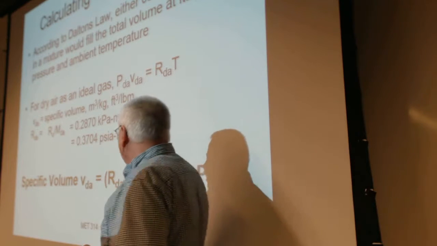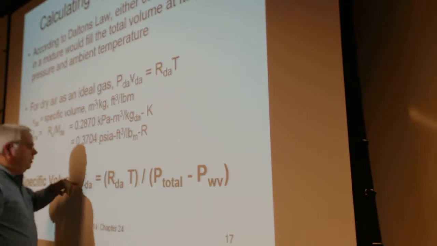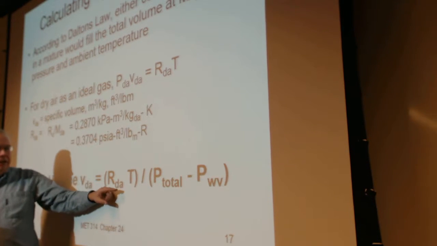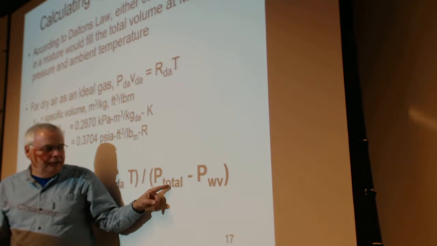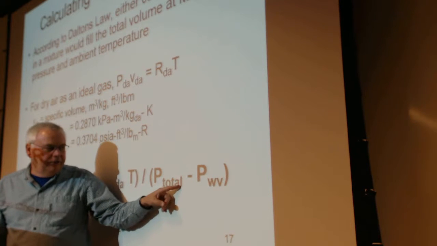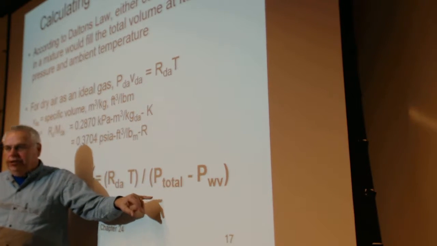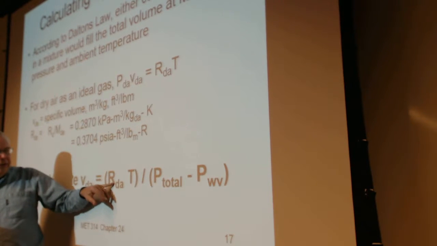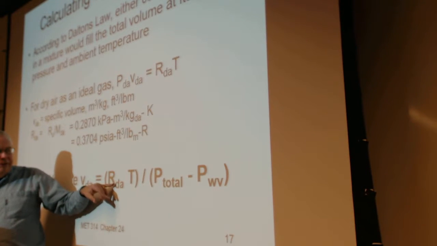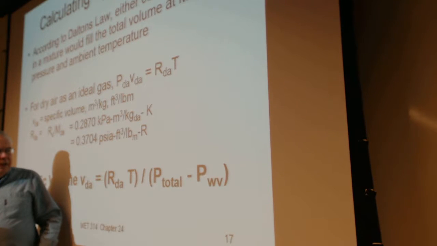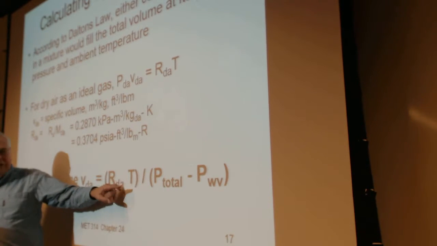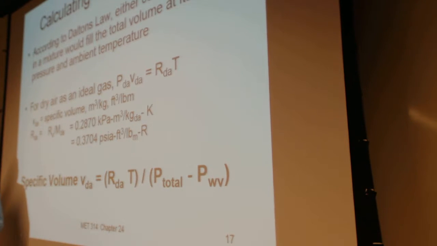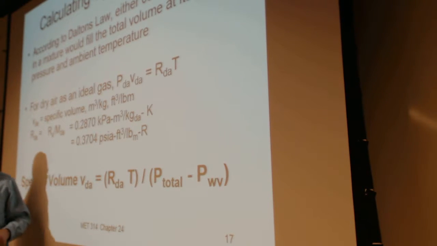And from the ideal gas law, we can come up with a volume for dry air of, again, take the total pressure, subtract the water vapor. That's the absolute pressure of the air itself. And you get times the R value for dry air and the temperature. These all have to be absolute values. That's going to give you a volume per kilogram of air.